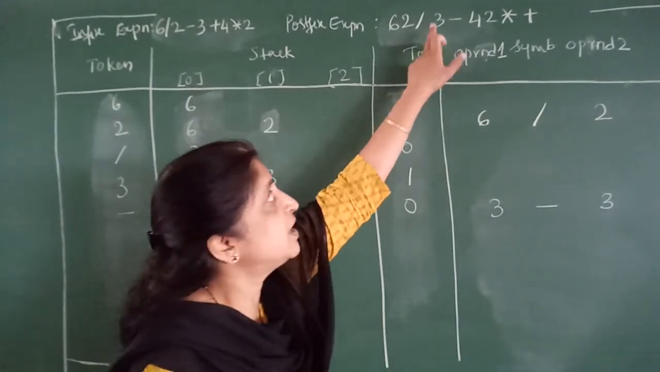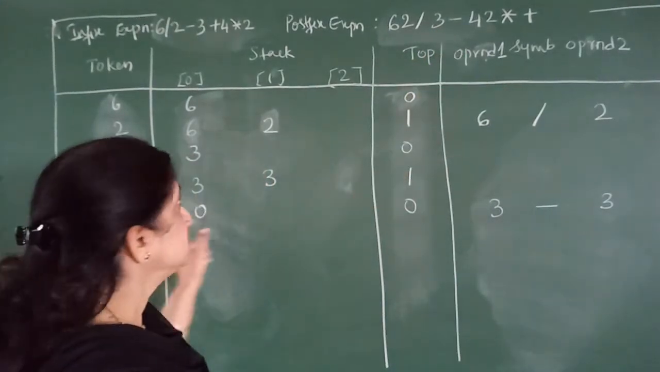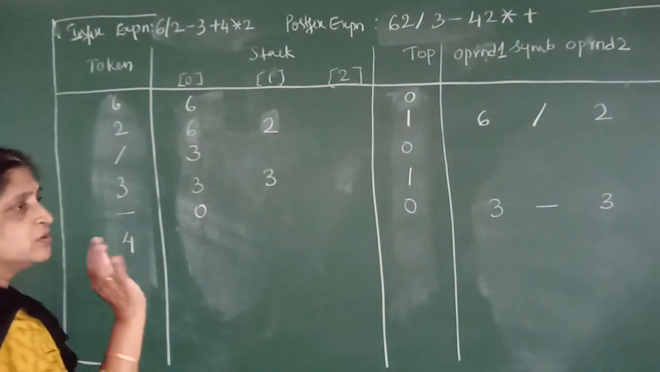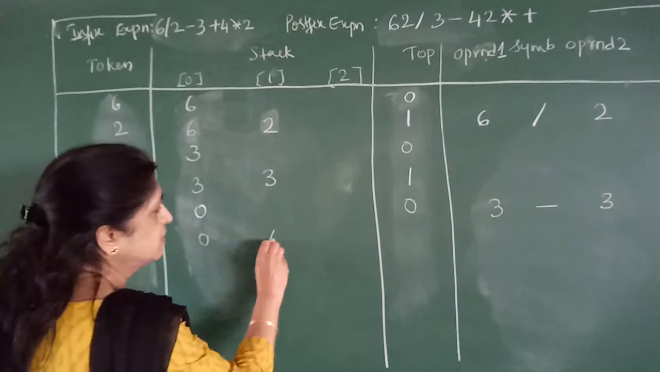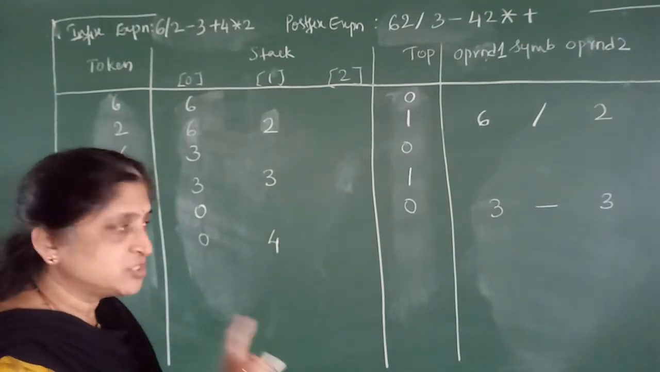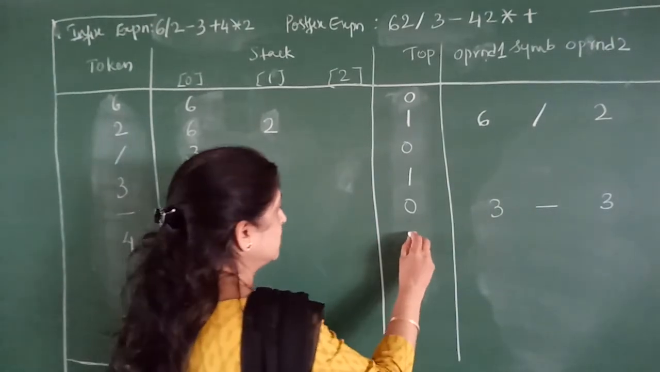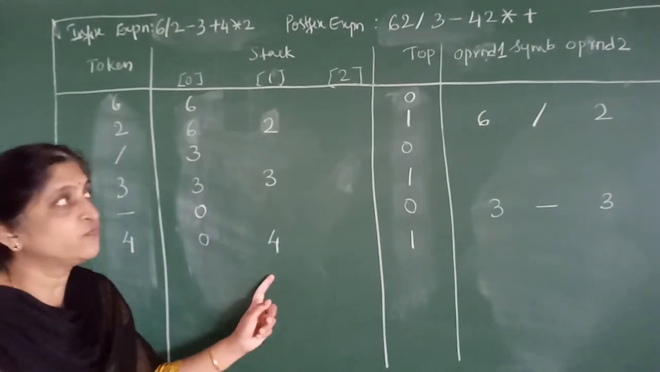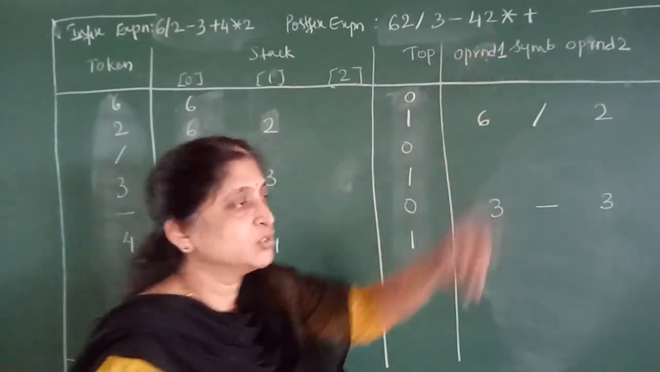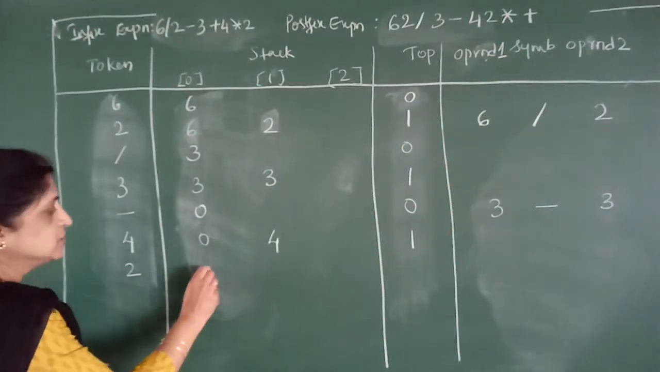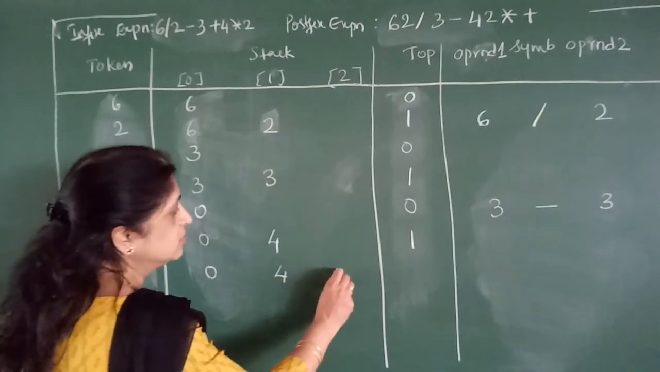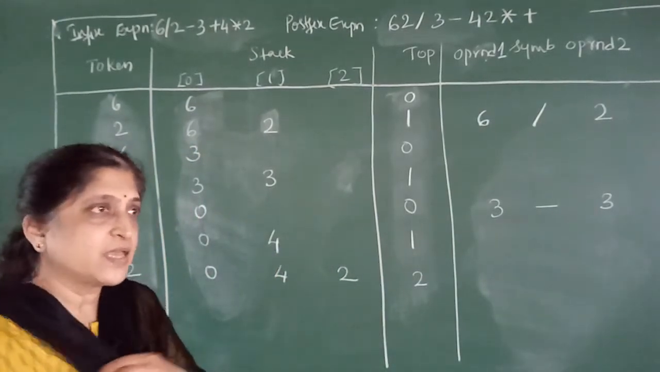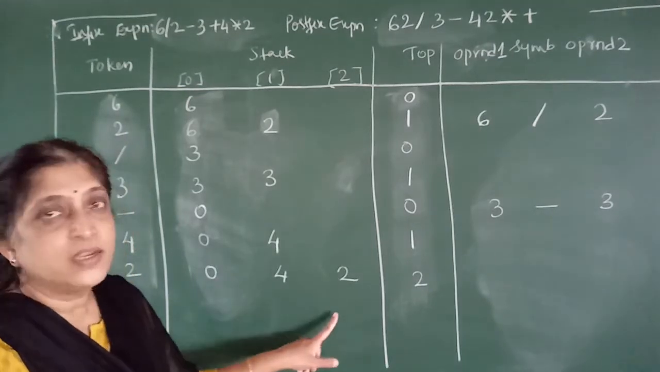Then after the minus, the next token is 4. Push it to stack. When you have an operand, we have to just push it. Don't think anything other than that. So now in stack we have 0 and 4. The next token we have is 2. Since it is an operand, push it to stack. So now on the stack we have 0, 4 and 2.